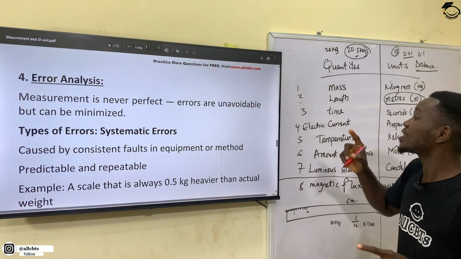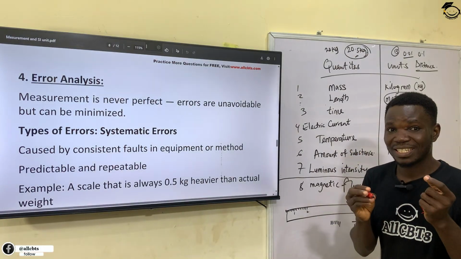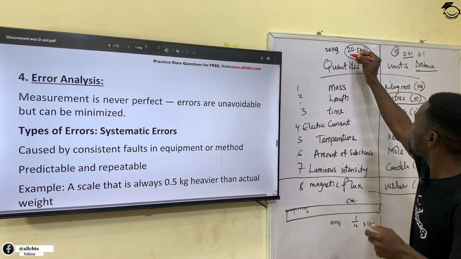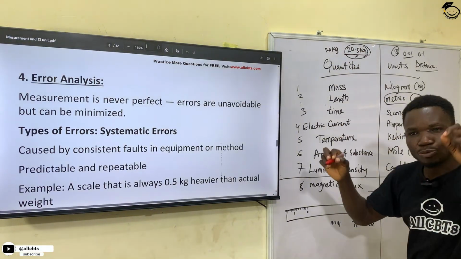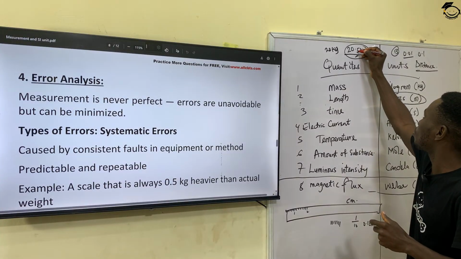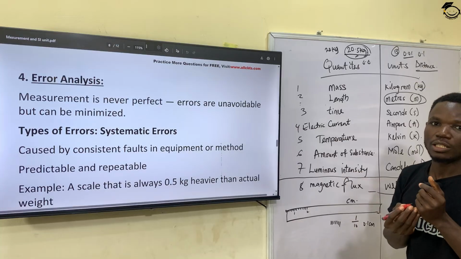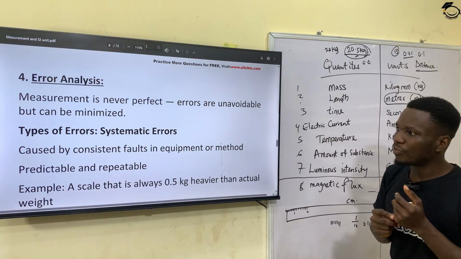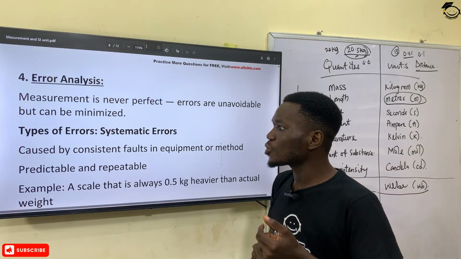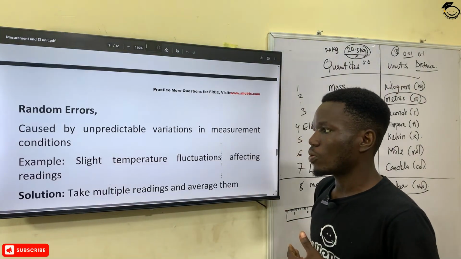Because this error will repeat itself irrespective of the number of experiments that I do. This error will keep happening, and it will be consistent. Meaning, it is not going to change from 0.5 to become 0.6. No. Because it is a systematic error. Moving on from there, we also have other errors like random error.